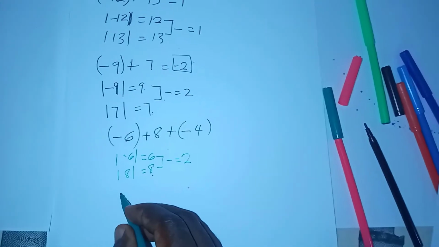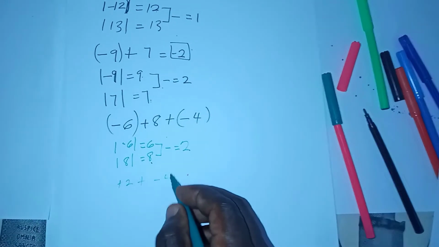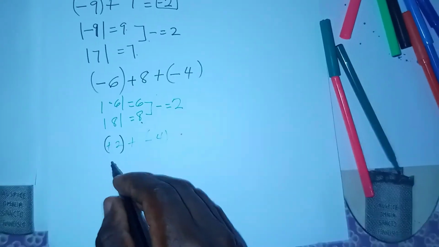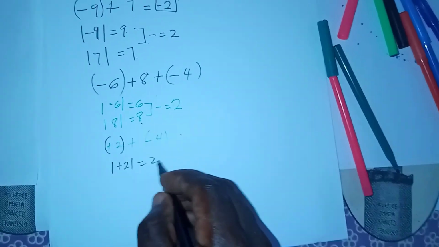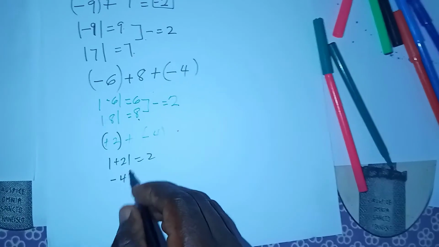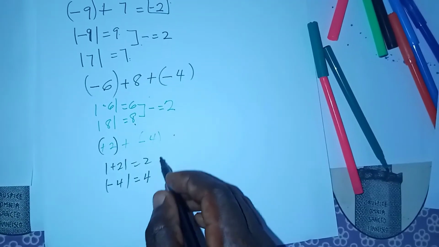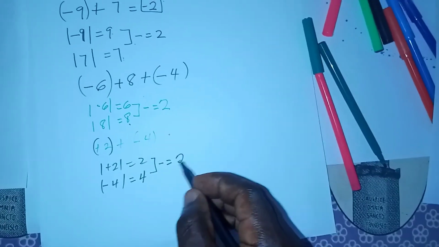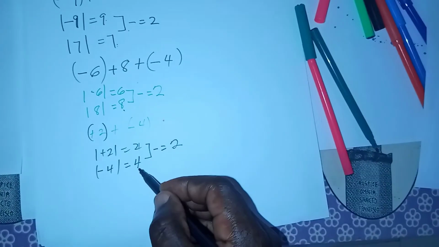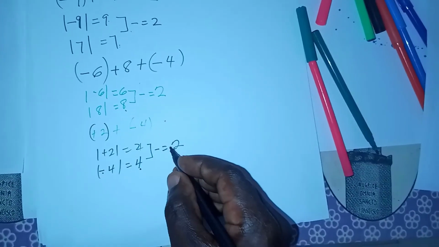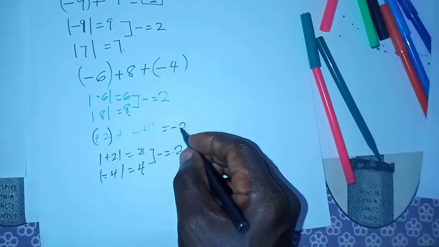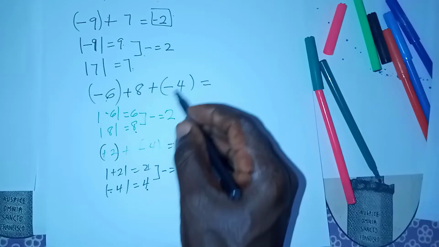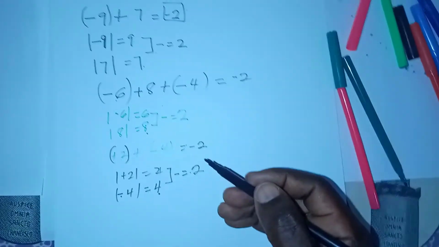So that means we are having positive 2 plus negative 4. The absolute value of positive 2 is 2. The absolute value of negative 4 is 4. We perform subtraction, smaller from the bigger. That gives us 2. The biggest absolute value is 4. The sign it is carrying is what? Negative. So this also gives us negative 2. So it means negative 6 plus 8 plus negative 4 gives us negative 2.